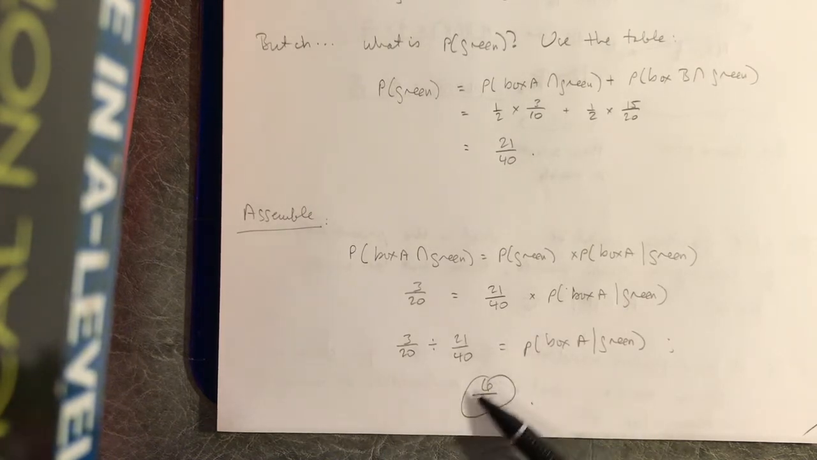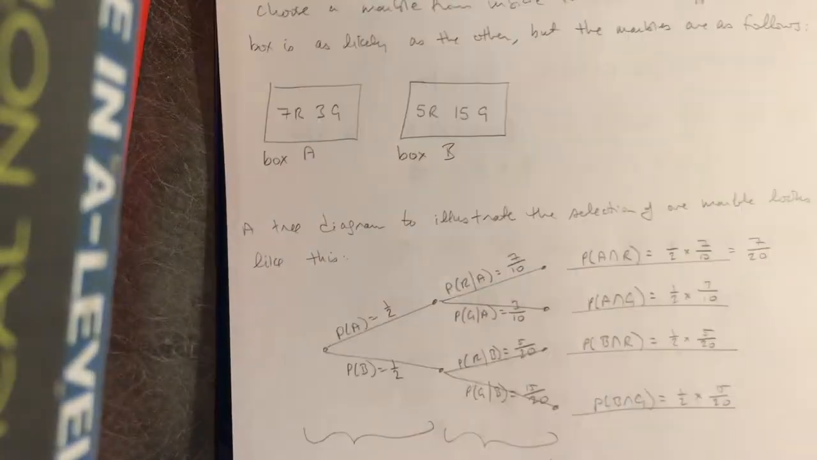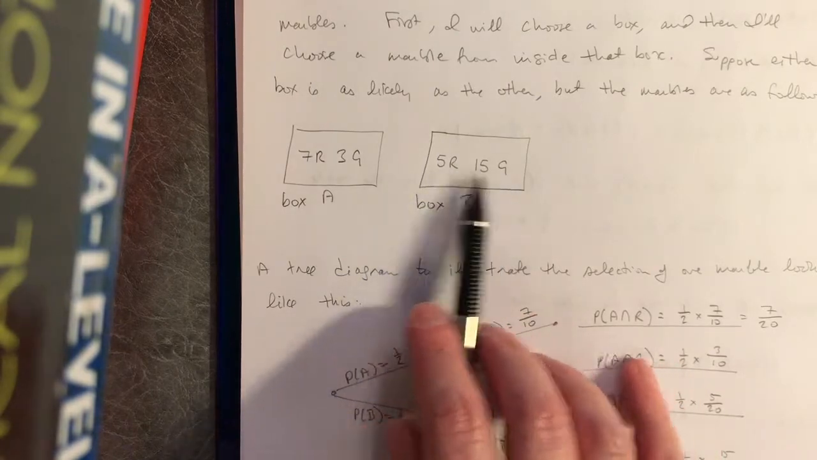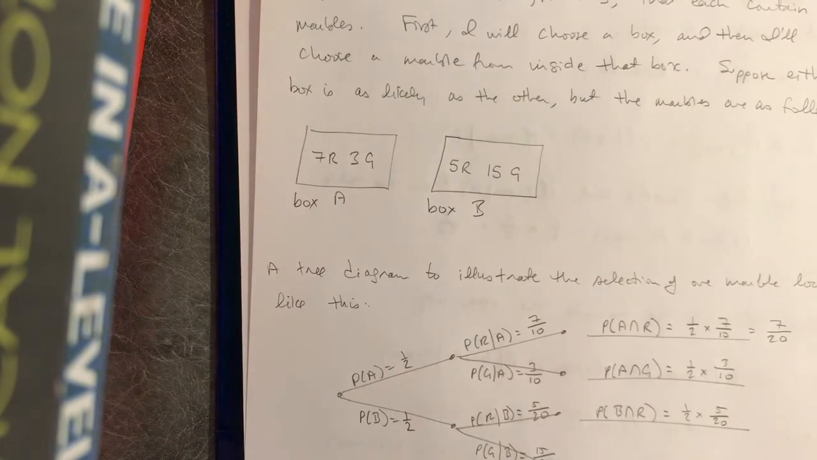So it's slightly less than a third of a chance that the green marble came from box A, which isn't unexpected because there's loads more greens in proportion in box B. So the chances that the green came from box A aren't that high. So it's a reasonable answer.